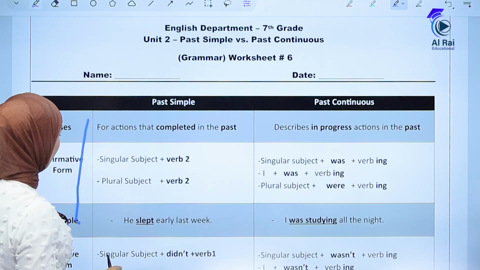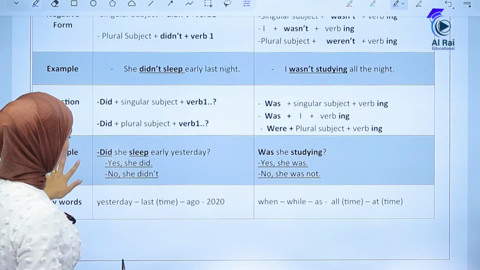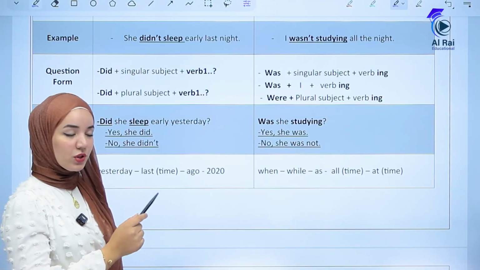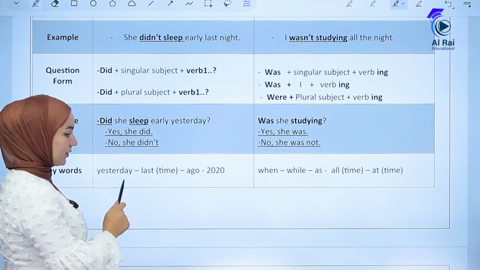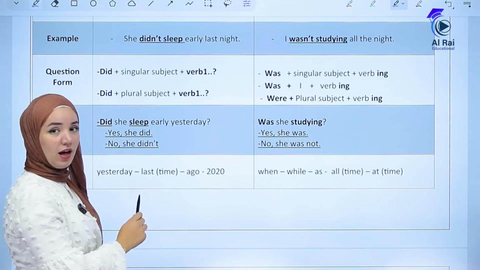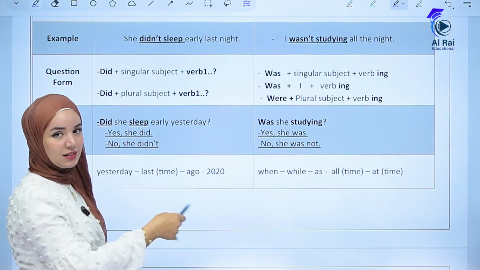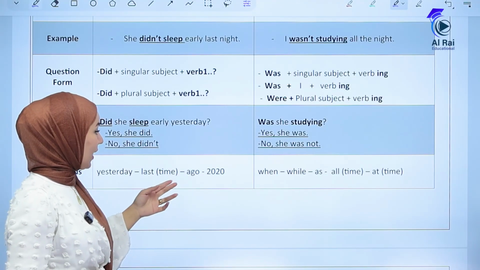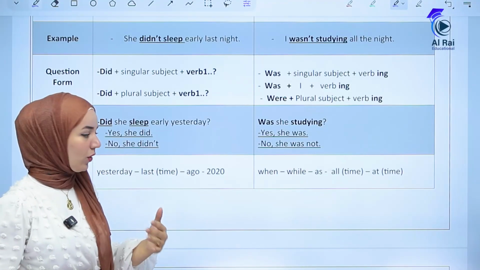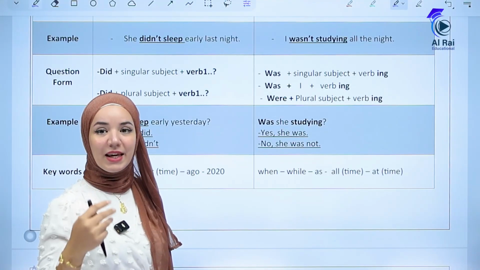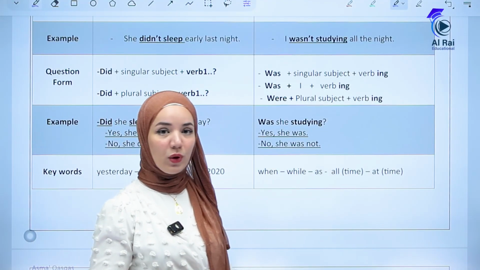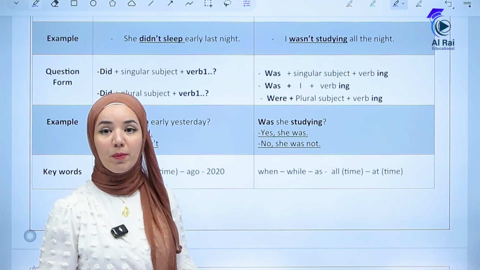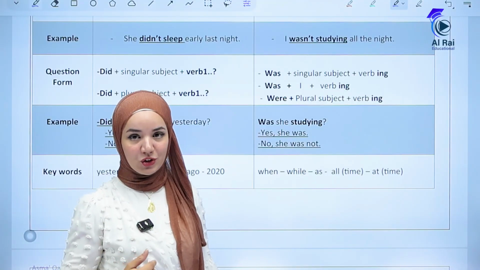And I want to remind you about the keywords. The keywords for past simple are yesterday, last, and ago. For example, last week, last year, last night. For example, 2 years ago, 3 days ago, etc. And any past date. For example, we are in 2025. If I say 2022, it's a past date. So here I'm talking about a past simple action.